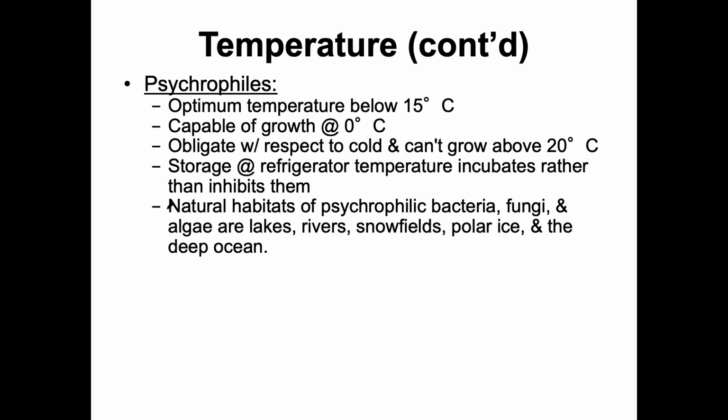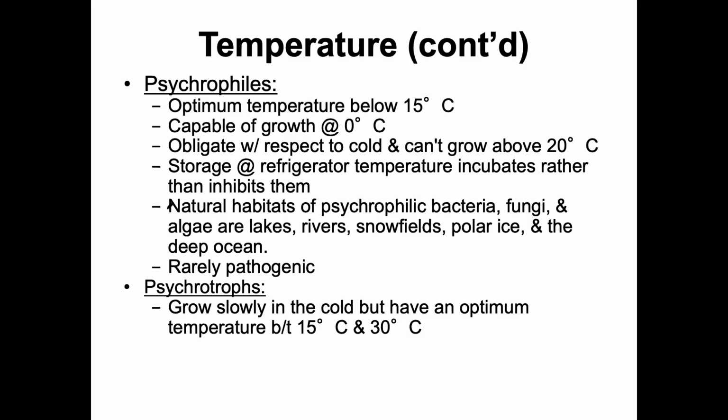Natural habitats of psychrophilic bacteria, fungi, and algae are lakes, rivers, snowfields, ice, and the deep ocean, right? Places where it's cold. And they usually don't cause disease. Well, that makes sense, doesn't it? Right? Why would something that likes to grow at well below body temperature cause human disease? It wouldn't, okay?